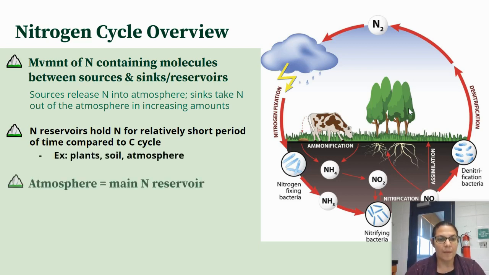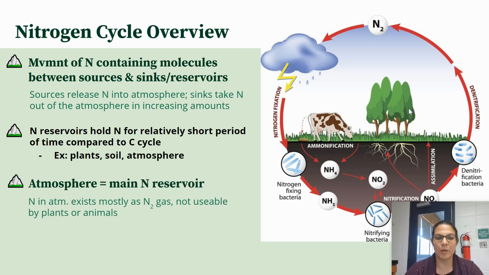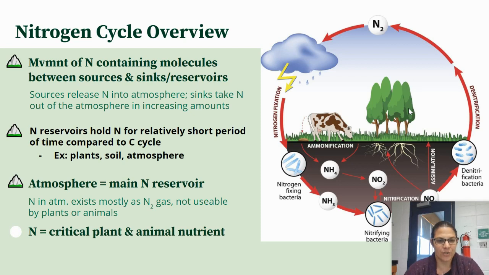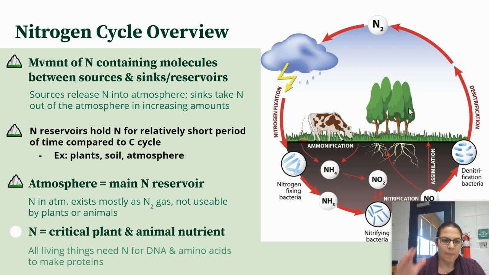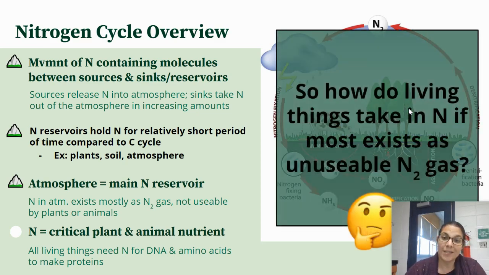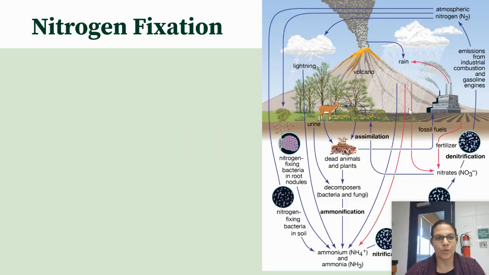So the atmosphere is the main nitrogen reservoir. 78% of our atmosphere is N2 gas. It's not usable by plants or animals in that form, which is weird because we all need nitrogen. So in our DNA, our amino acids, things like that, proteins are made of nitrogen, so we need a lot of it, which is crazy because the majority of it is an unusable form. So basically, how do we get it into a usable form?